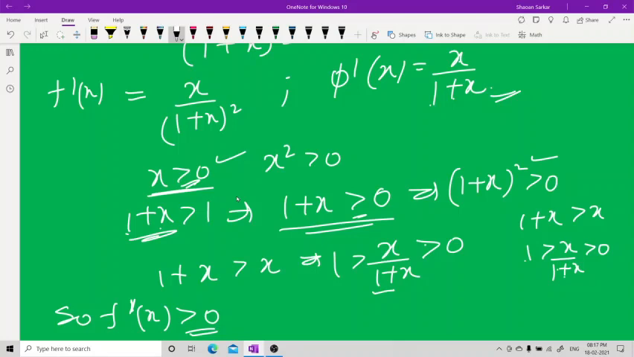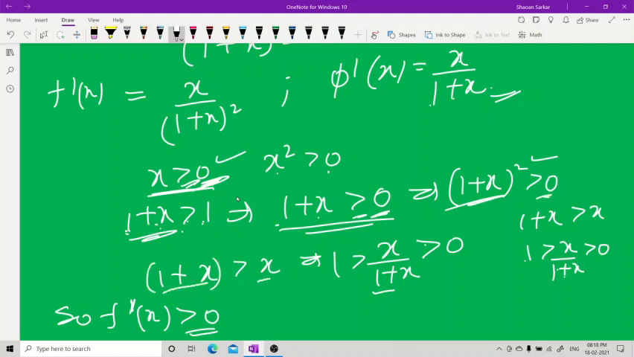Pay attention, x is greater than 0, so x square will be greater than 0. Common sense. 1 plus x is greater than 1. Adding 1 to both sides, if 1 plus x is greater than 1, then it is greater than 0. So 1 plus x square will also be greater than 0. So 1 plus x is greater than x.